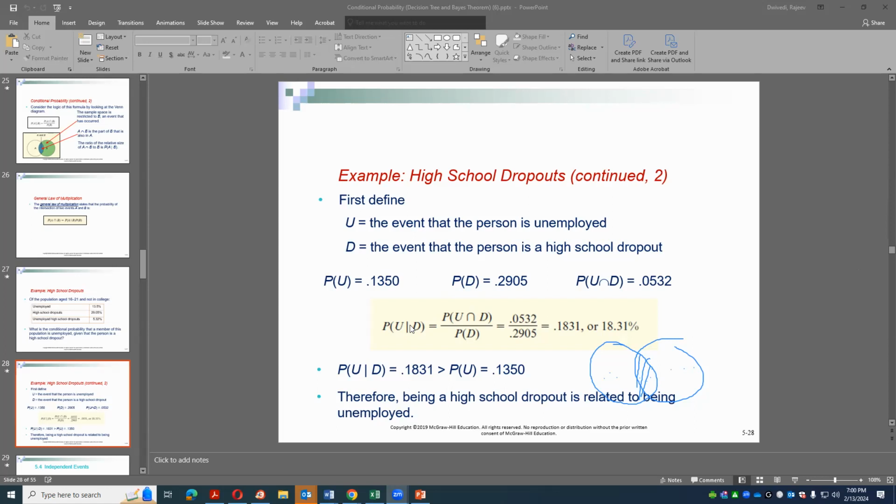So, government needs to make any policy and they want to see what percent of unemployed, what percent are high school dropout. All these data are available in government. Probability of unemployed and dropout divided by probability of dropout. So if you put all these numbers, it's about 18%. So this is higher. Probability of unemployed condition dropout is 18%, which is higher than probability of unemployed. So those people who are dropout and unemployed is higher than probability of unemployed.